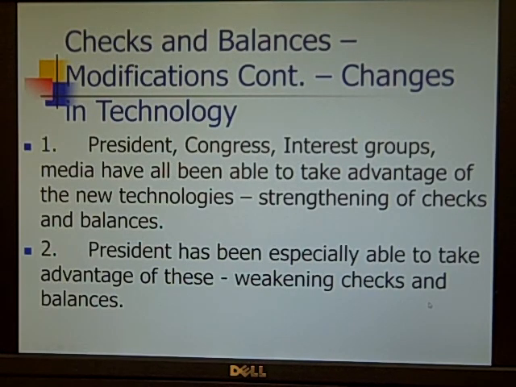But the bureaucracy changes that, because the bureaucracy wields a significant amount of power, and they have usurped or taken some power from other entities. Okay? Technological advances. So there are times where technology has helped with our system of checks and balances. There's actually times where it's weakened our system of checks and balances as well.